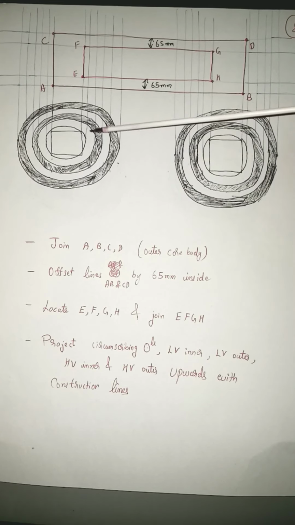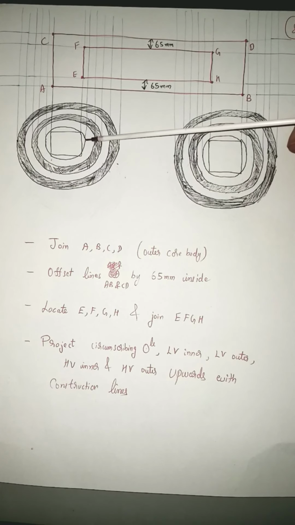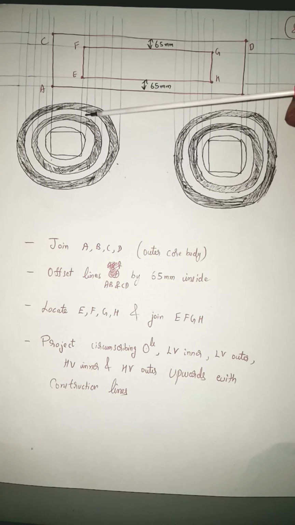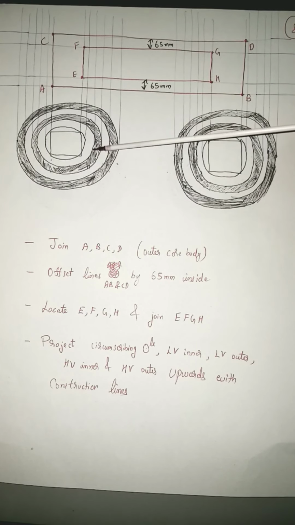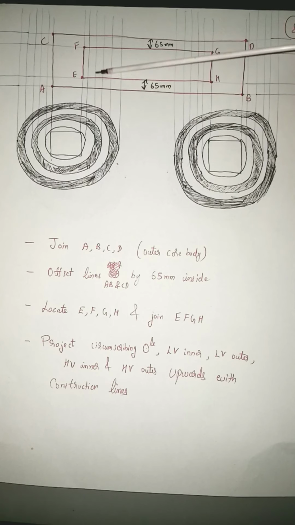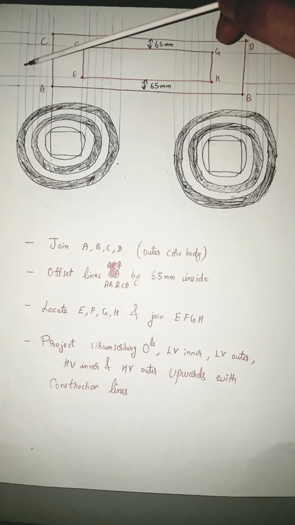So first I'll start with the circumscribing circle. From the circumscribing circle, I'll draw a line vertically. I'll just project this vertically. Then I'll take the inner circle of the LV winding and draw a line from that point upwards. Then I'll take the outer circle of the LV and project it upwards. Inner circle of the HV, then outer circle of the HV. Same thing I'll do on the other side.